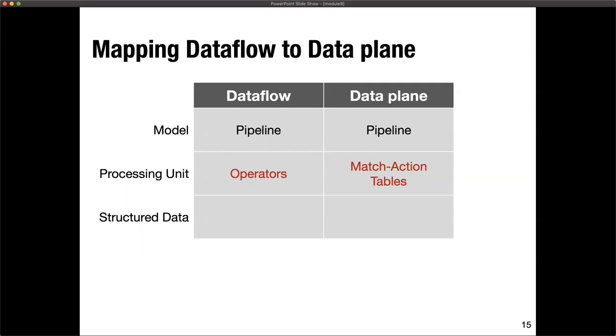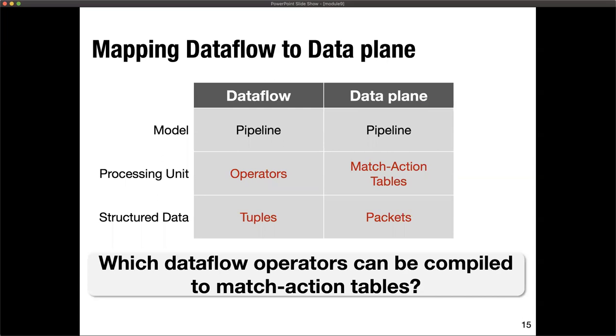And then it is operating over some structured data. In case of data flow, that structured data is a tuple. In case of data plane, the structured data is packets, right? So you can see that similarity. Both of them are pipelines, both of them have some set of processing units, and both of them are operating over structured data. So the researchers started thinking: is it possible to leverage this similarity between the data flow abstraction and the processing model that we have for PISA switches and do something with it, right?